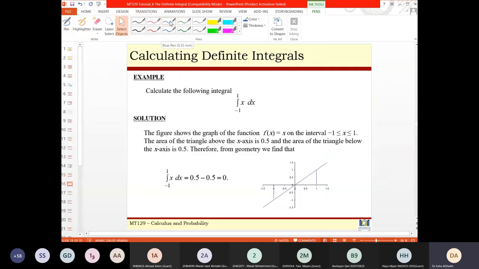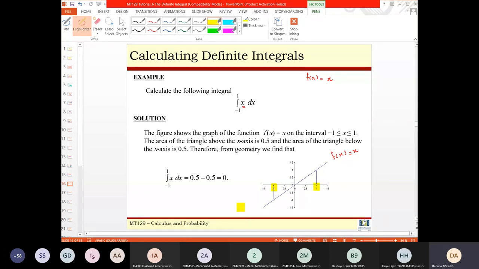Now here we have this example. Calculate the following integral: the integration of x dx. Now the function f of x that I'm integrating here is f of x equal to x. f of x equal to x is this line that you can see. This is the line f of x equal to x. You can see if I want to find the integration from -1 to 1, here is the -1 and here is the +1.